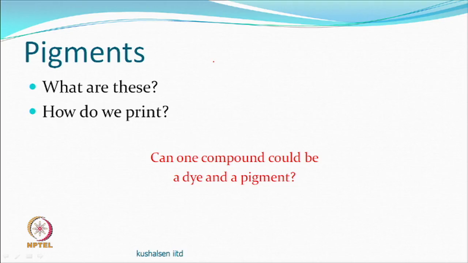So, how do we print? Obviously, we have the same way, you have a paste and then you got to have some kind of a binding system. So, film has to be formed, and once you make a film, it is the film and the fastness of the film which determines how fast the pigment prints will be. Can the same compound be called a dye or a pigment? Surely, anything which does not go at a molecular level can be pigment, and you can use them.